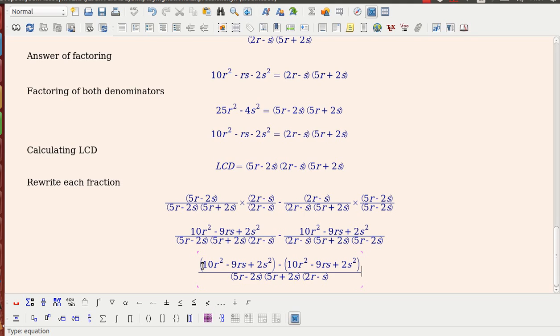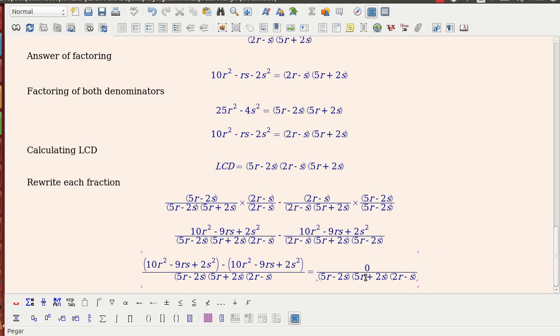Now let's subtract. 10r squared minus 10r squared, 0. Minus 9rs minus 9rs, 0. 2s squared minus 2s squared, 0. So we have that the fraction is 0 divided by the LCD. And how much is 0 divided by the LCD? 0.